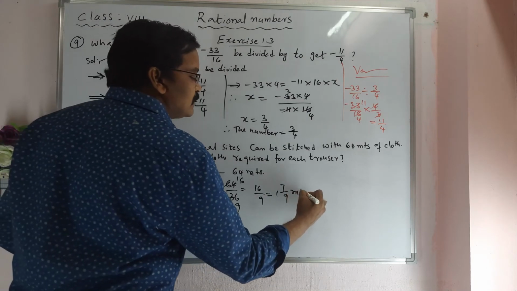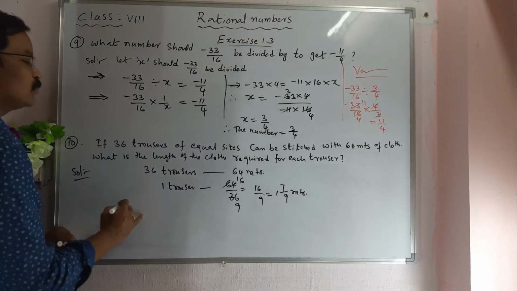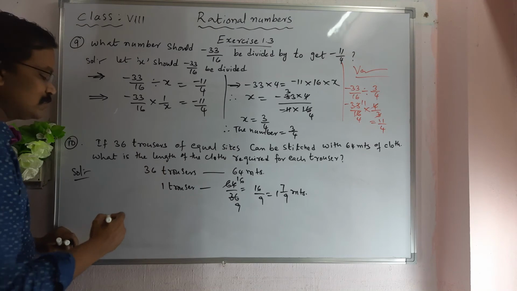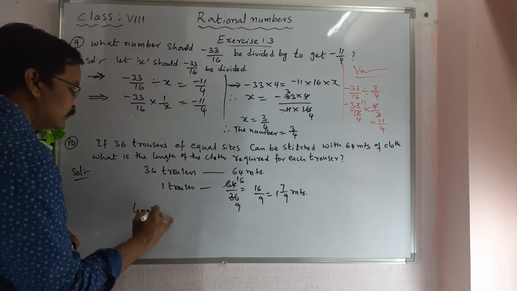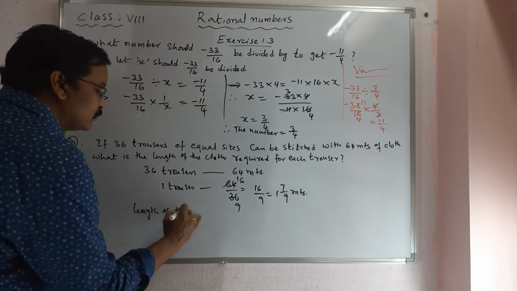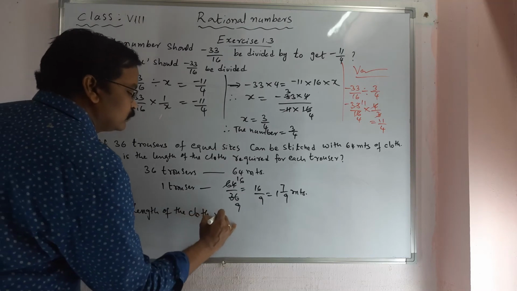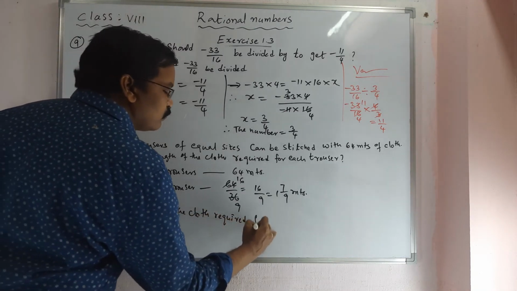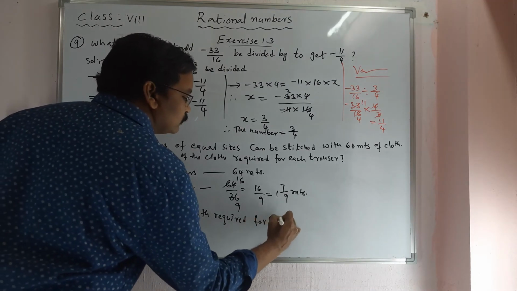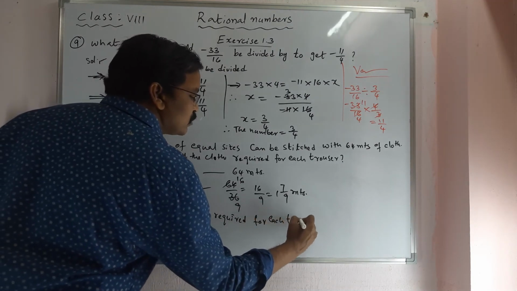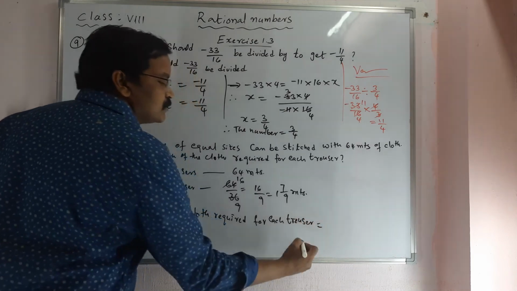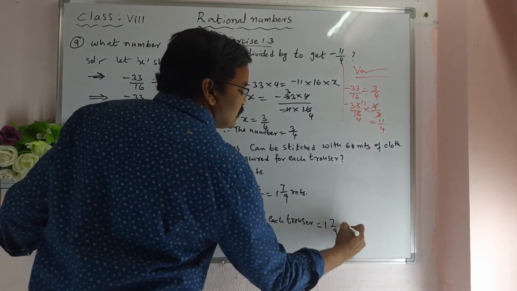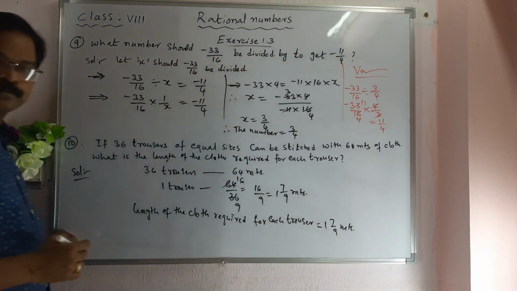1 7 by 9 meters. So what do you write here, students? Length of the cloth required for each trouser. Each trouser is equal to 1 7 by 9 meters of cloth, right?